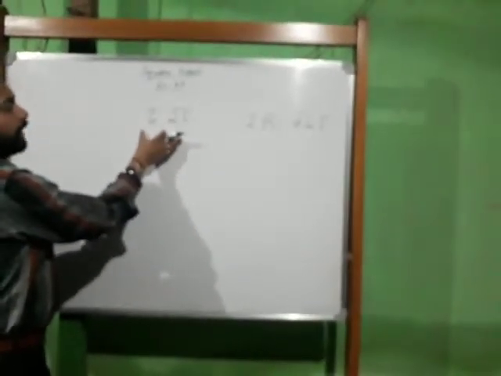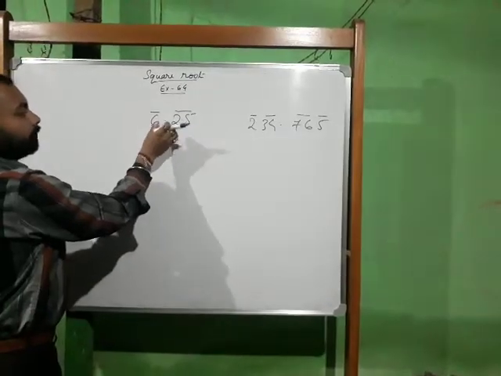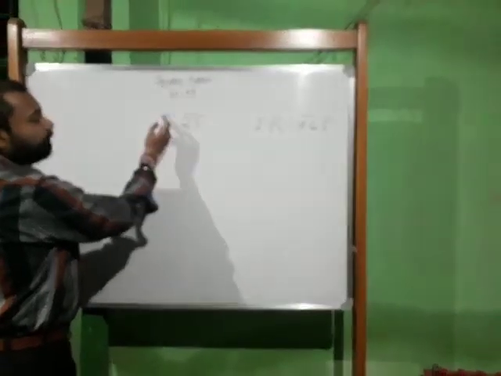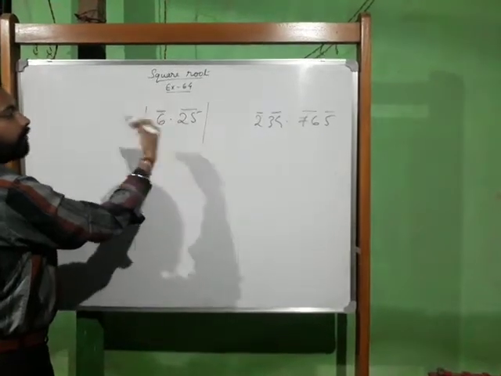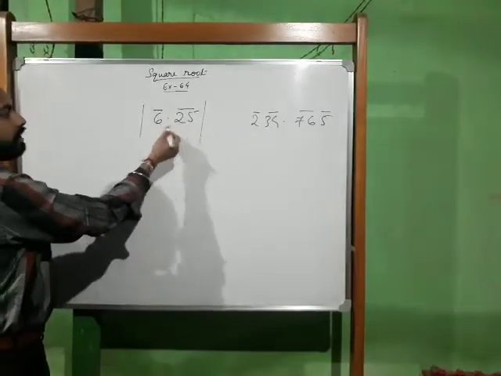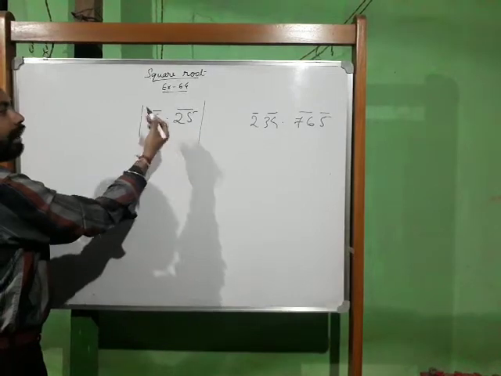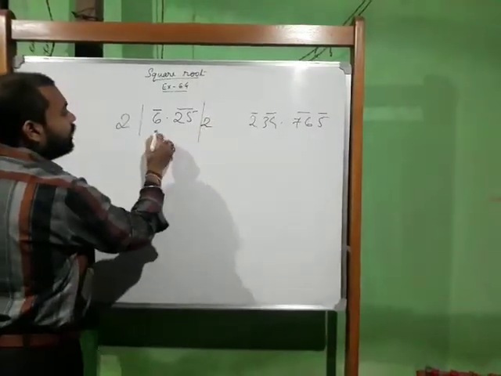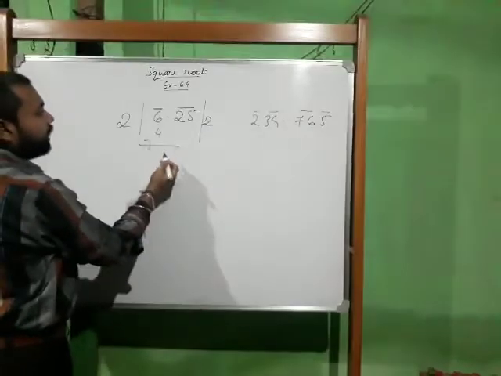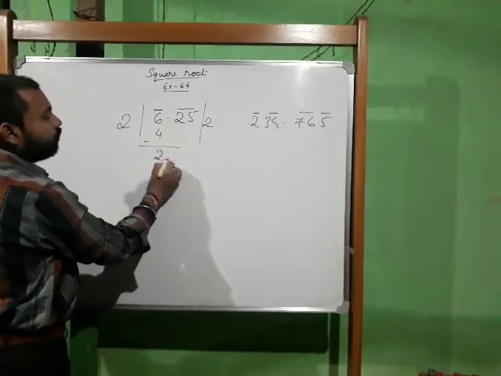So we have to take out the square root of this number. At first we have to do pairing. Now the process is the same. So 6, that means what? 2 square is 4, 3 square is 9. 9 is greater than 6, so we can't take 3 square, we have to take 2 square. So 2 into 2, it is 4. 6 minus 4, it is 2.